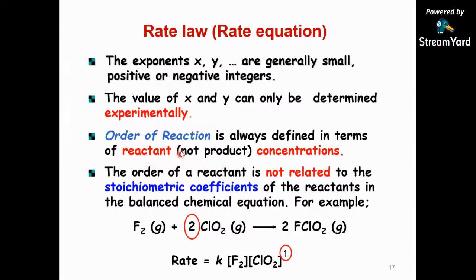Please highlight. For this order of reaction, we just refer to the reactant. The order of reactant is not related to the stoichiometry coefficient, meaning not related with the 1 mole, 2 mole, and so on. So based on here, this rate equation is first order with respect to fluorine, and then first order with respect to ClO2. Normally you don't confuse, here the coefficient is based on experiment.